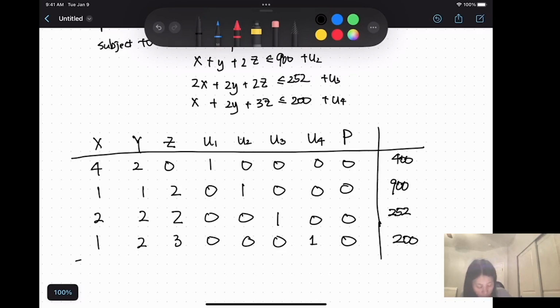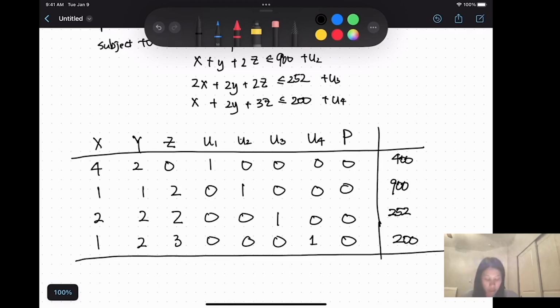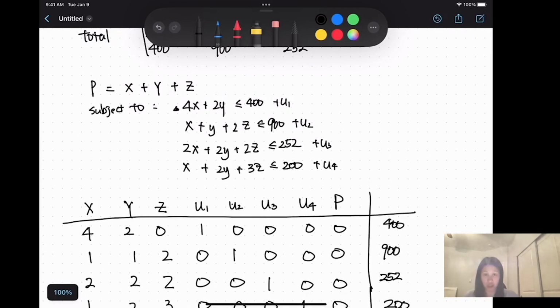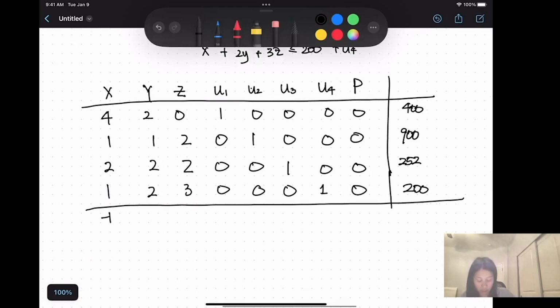And then the last one would be the maximize function. So this one we need to subtract them. So I will have -1, -1, -1, 0, 0, 0, 0, P is equal to 1, and this one is 0.